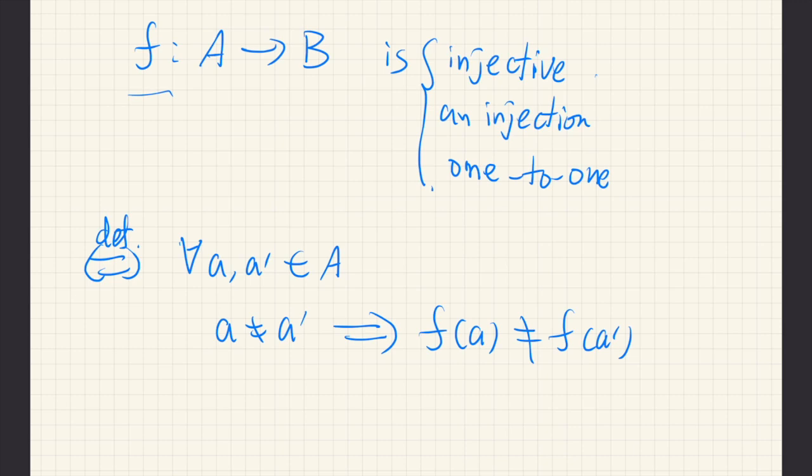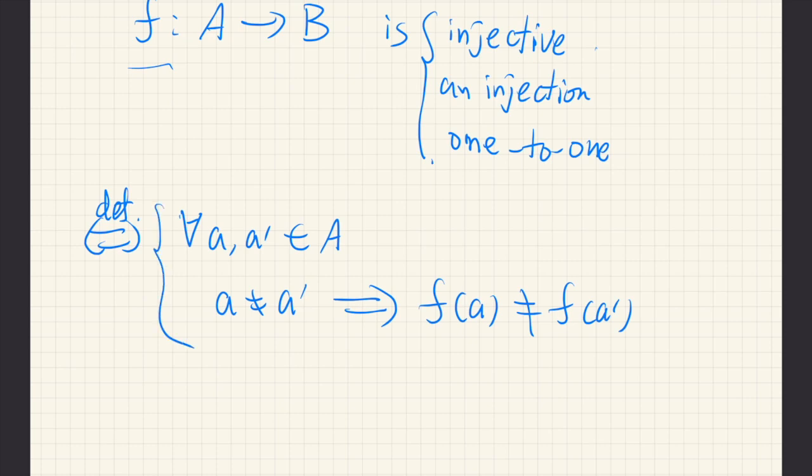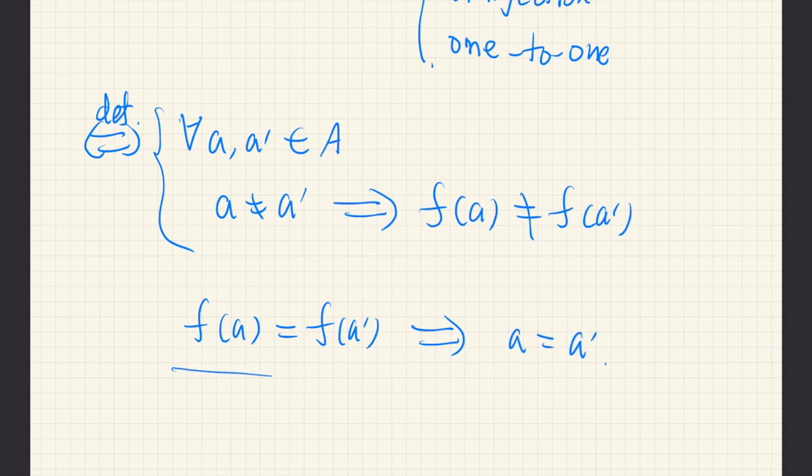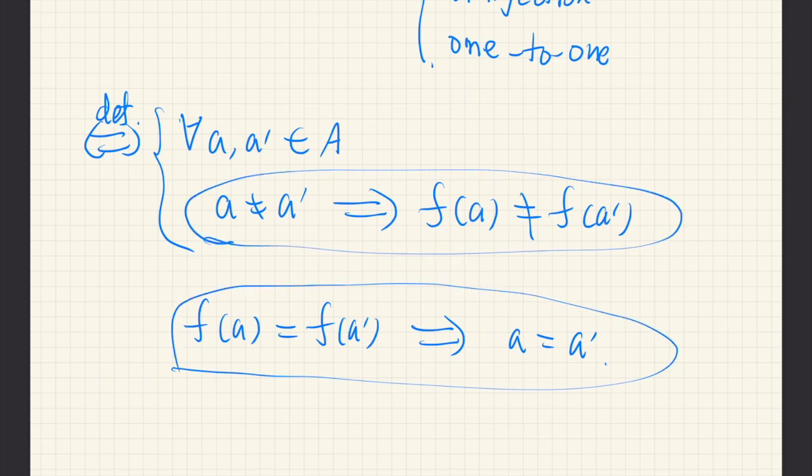Or another way to say this definition is that if f of A and f of A prime are the same, if they are equal, then it is necessarily the case that A is equal to A prime. Okay, this is the contrapositive of this statement.